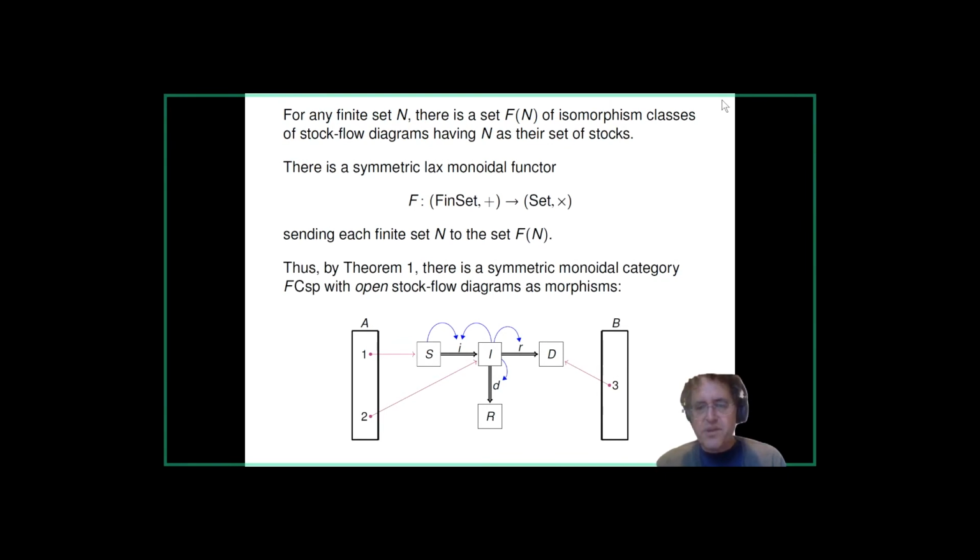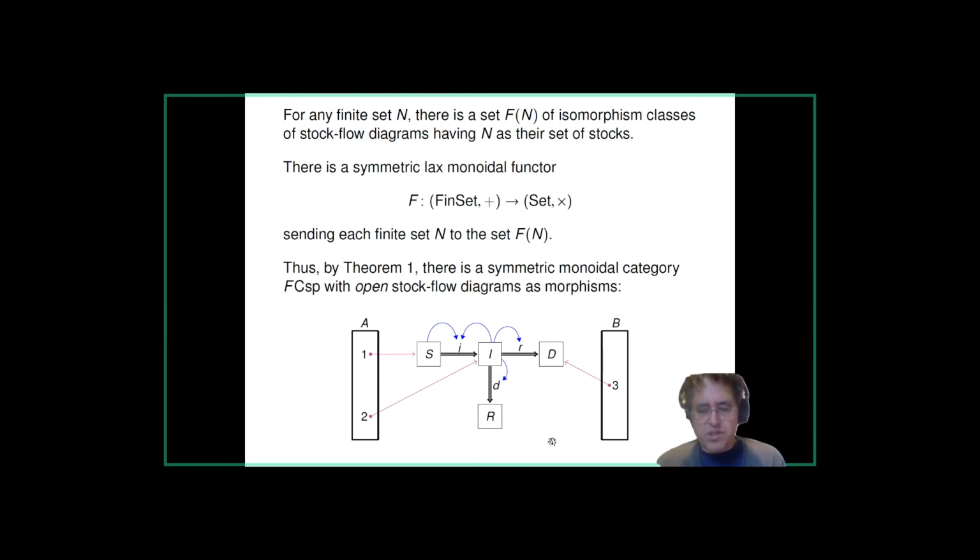Okay, so now what does this have to do with all the category theory nonsense at the earlier part of the talk? What we have here are really two decorated cospan categories and a functor between them. Why? Because for each finite set n, there's a set F of n of isomorphism classes of stock flow diagrams with n as their set of stocks. And we can prove that this gives you a symmetric lax monoidal functor, sending each finite set n to the set of those stock flow diagrams. And so we can hit it with my first theorem, and we can get a category with open stock flow diagrams as morphisms.